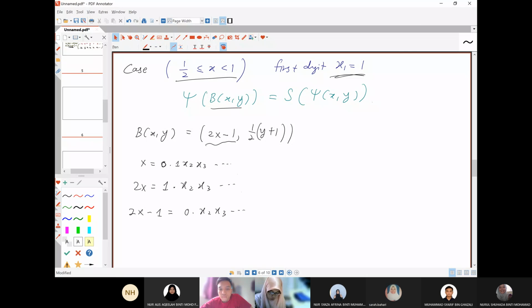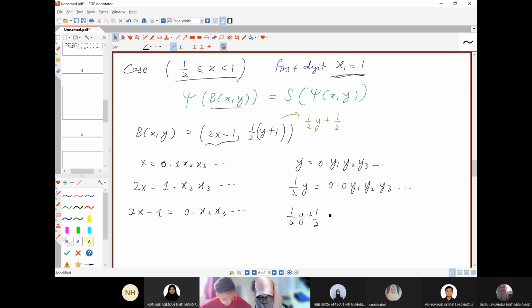Alright, so now we go to the y pula. So y, this is actually half of y plus half kan? Okay, now kita buat satu-satu. Y can be written as 0.y1, y2, y3 and so on. Lepas tu 1 over 2y. Kita divide dengan 2, kita akan dapat 0.0, y1, y2, y3.